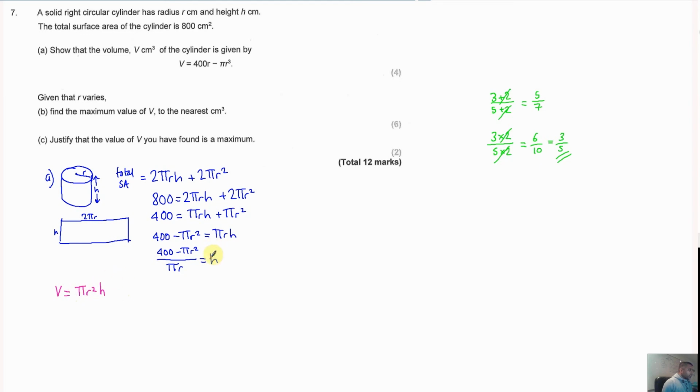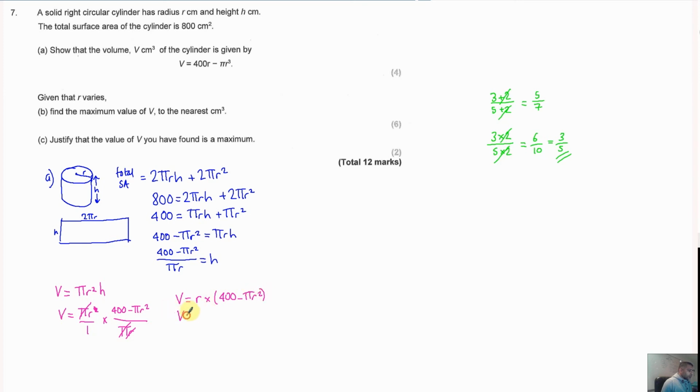But now that we know what h is in terms of pi and r, I can multiply pi r squared by this to give the volume. So in this case, if you think of it like this, pi r squared over 1 times 400 minus pi r squared over pi r. Just as we were saying earlier, because they're being multiplied, they can cancel out, because in effect you can simplify it like that. Pi will cancel out, and one of the r's will cancel out. So we're left with v equals r times 400 minus pi r squared.